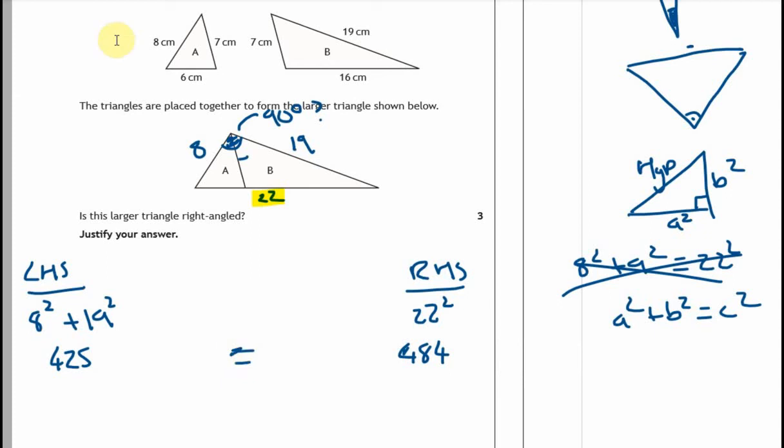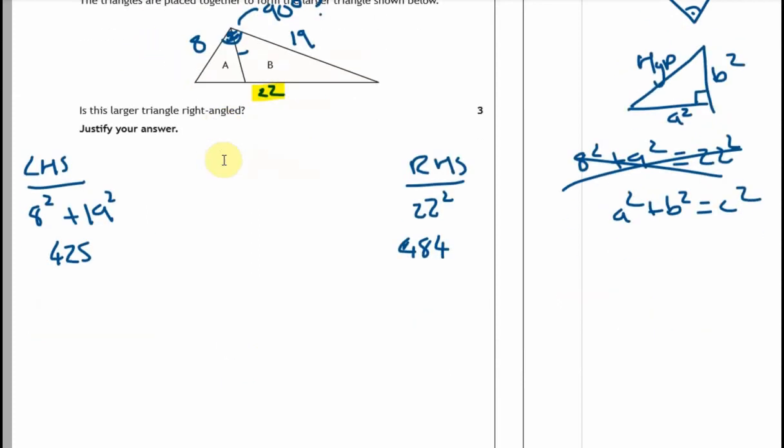And then I think we want to have a separate line where we just talk through what we've worked out, okay. So I would say left hand side does not equal right hand side. 425 does not equal 484. And that's kind of how I'd be describing it.